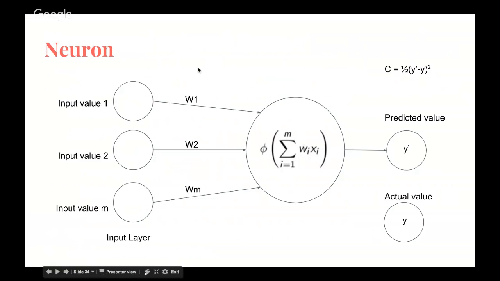Okay, so this is how a neuron looks right now. We have input values, we have weights, we have a neuron which uses an activation function. I told you, recall, we have different kinds of activation functions. We'll be using ReLU for hidden layers and sigmoid for the output layer. We apply the activation function on the weighted sum, and then we predict a value, called y dash. We know the actual value is y, right? And we find C, which is the cost function, the error in our prediction.